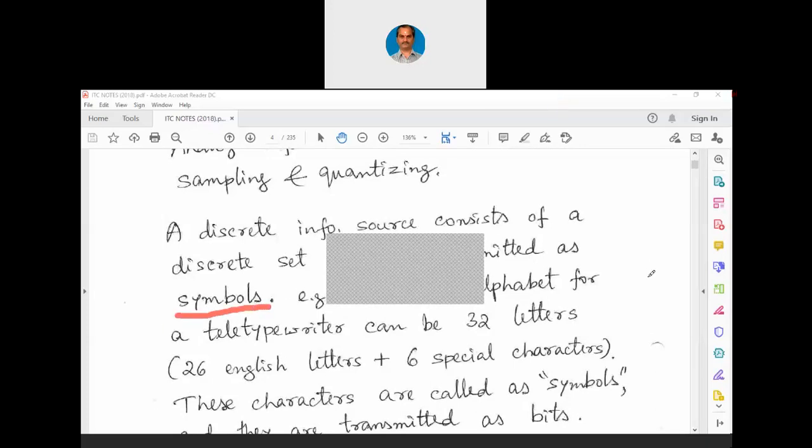Now, a discrete information source consists of a discrete set of letters emitted as symbols. Now, in our course, we keep on using this particular word called symbols.